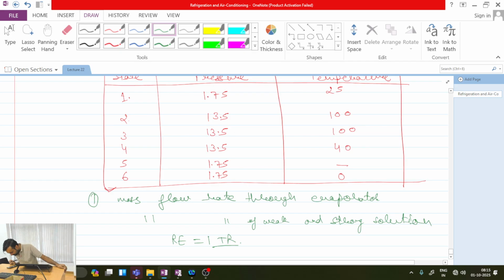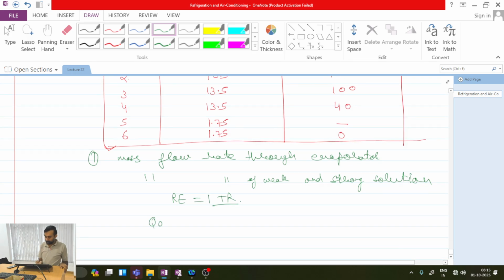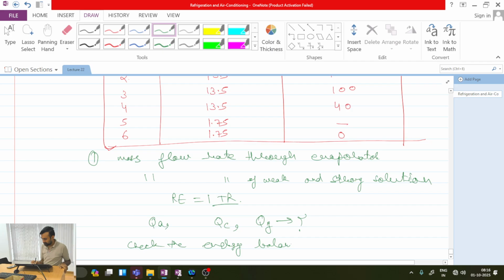And we also need to determine the heat transfer rate through absorber, generator and condenser. So it means that I need to calculate QA, QE, sorry, QE is already given, QC and QG. So all these three parameters also I need to calculate. After that, it is given in the question, check the energy balance and calculate COP.